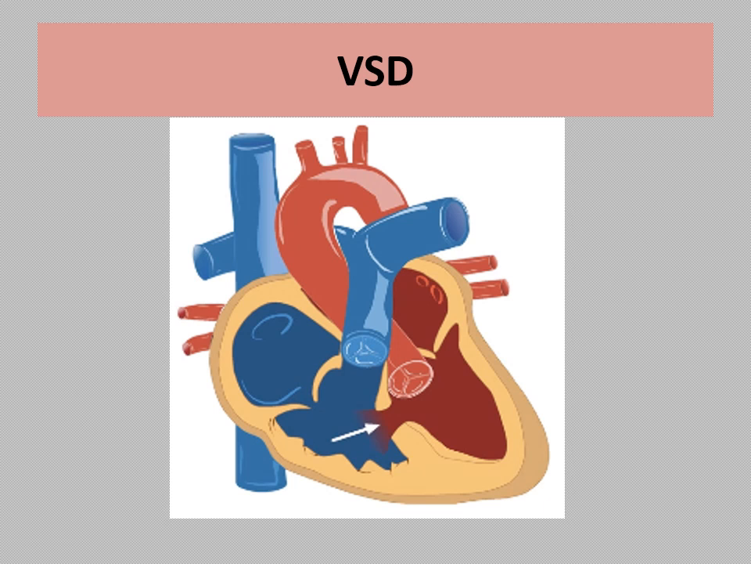Okay, let's move to the first and most common congenital heart disease, which is ventricular septal defect. As you can see here, there's a gap in the ventricle, which allows the blood to move freely from the right ventricle to the left ventricle, or from the left ventricle to the right ventricle. So it will disturb the flow of oxygen to the body or to the lungs.